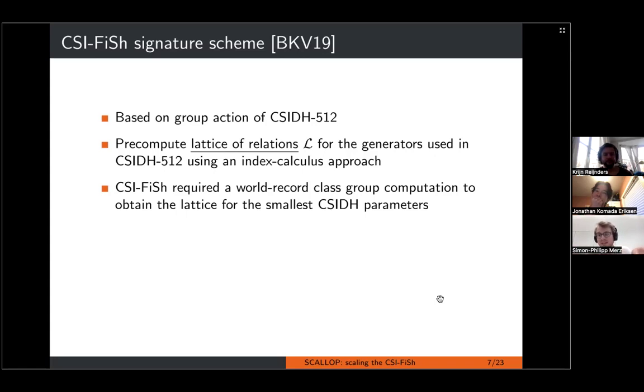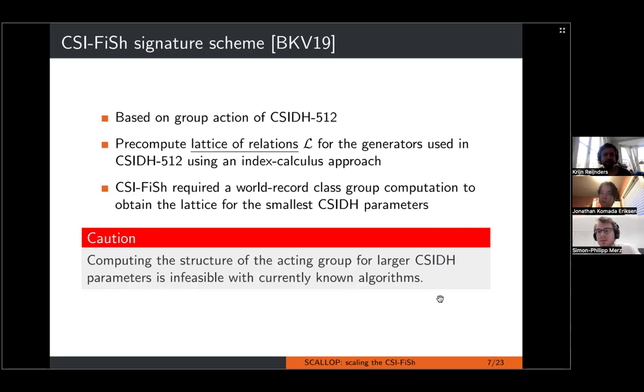Now this is the smallest CSIDH parameter set, CSI-512, and to compute the class group there, CSIDH needed to do a world record class group computation to obtain the lattice of relations. This computation of the class group scales as a sub-exponential function in the discriminant, or essentially in the P here, so the 512 or then 1024 for larger parameters. So this will not scale to parameters much larger.